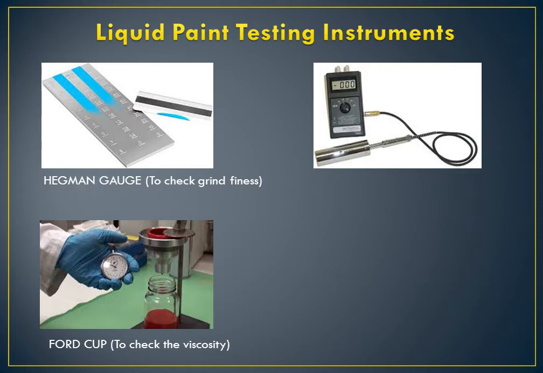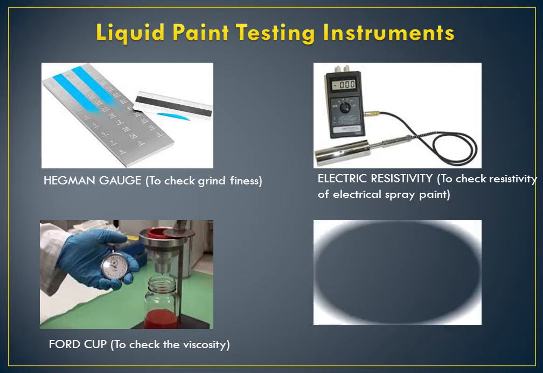Then coming to electrical resistivity, this is an electrical resistivity meter. With this we check the resistivity of electrostatic spray paint, because it's very important. If there is no resistivity or too much resistivity, then the paint can't be attached to the substrate properly, because charge is very necessary to adhere paint to a substrate.